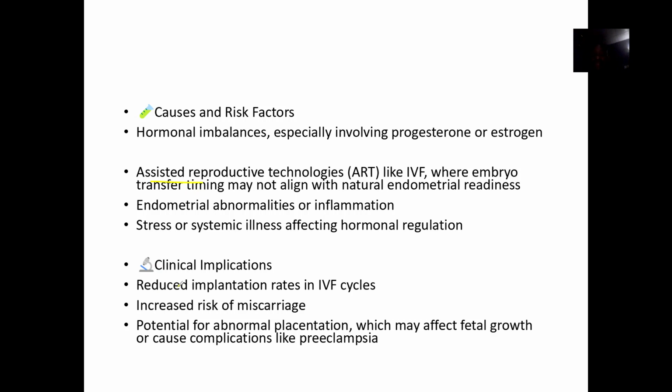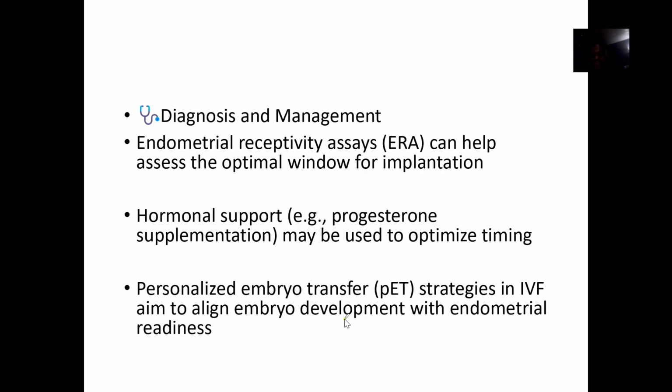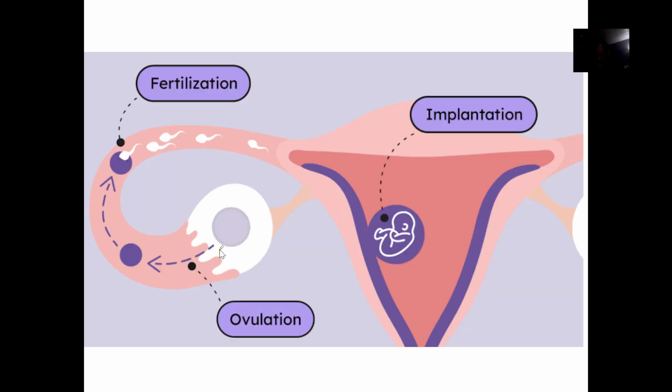So clinical implications: reduced implantation rates in IVF cycles, increased risk of miscarriage, and there's potential for abnormal placenta developing, which may actually affect how your baby will be receiving nutrition and oxygen, which can cause a lot of issues. So diagnosis and management: if you want to detect it and really confirm, you do a test to see how well the endometrium was prepared. That's endometrial receptivity assays. Then hormonal support, then personalized embryo transfer strategies in IVF.